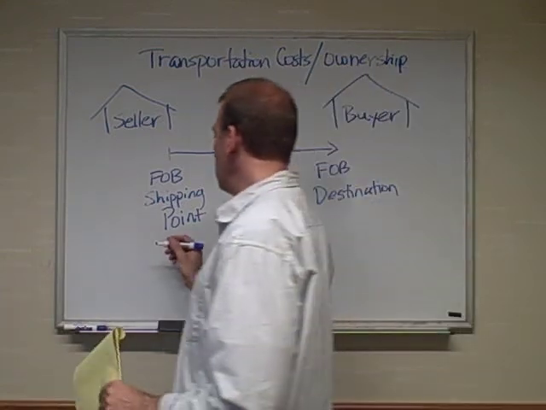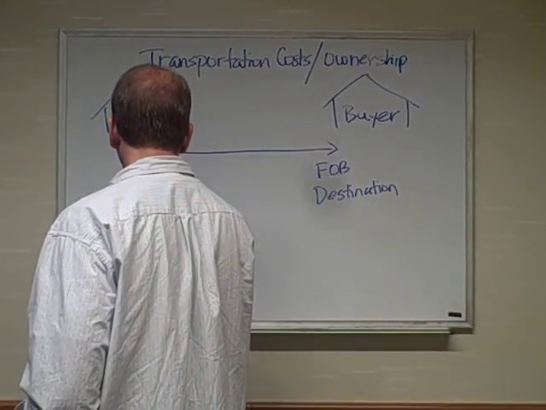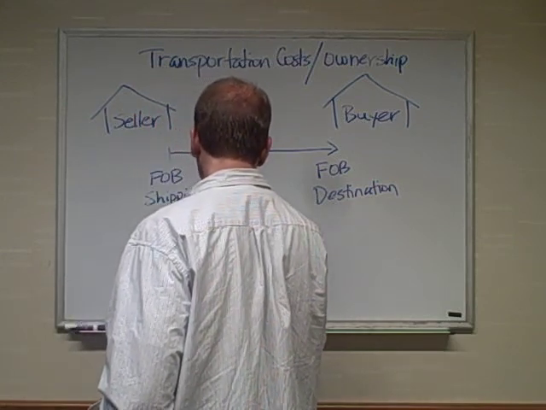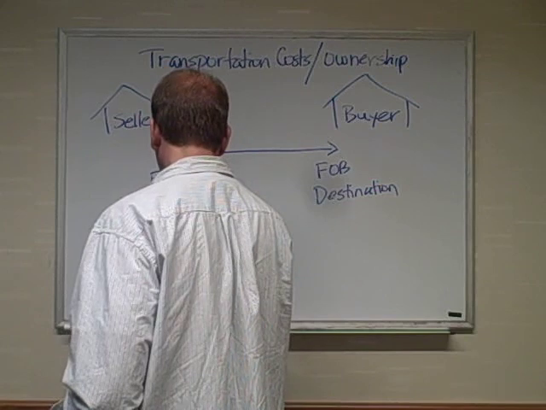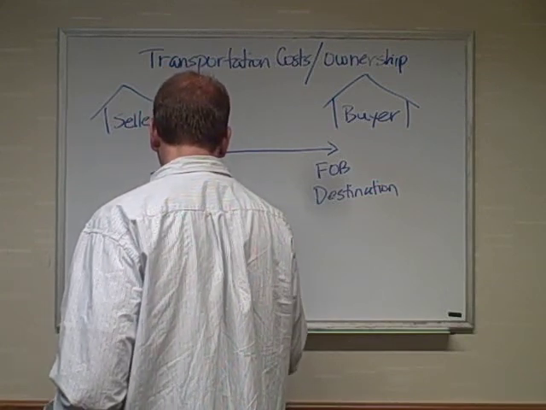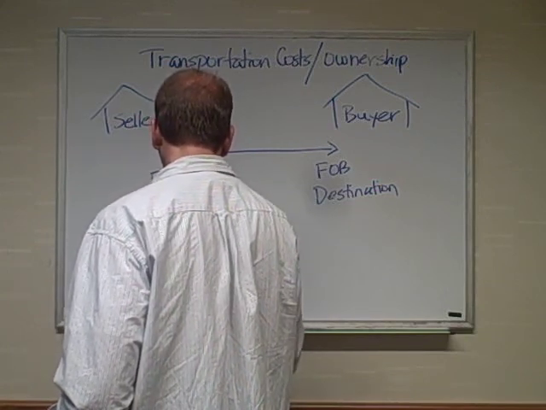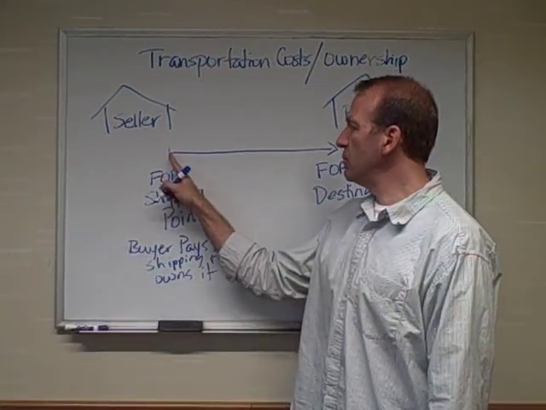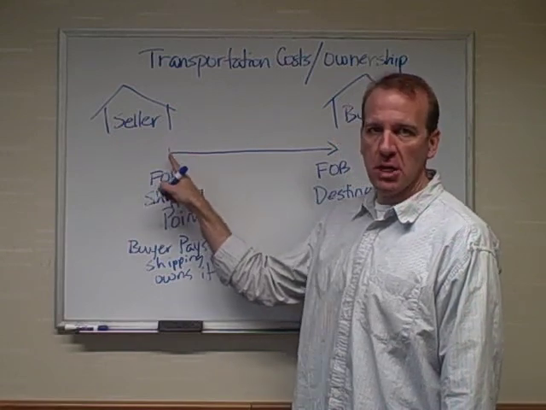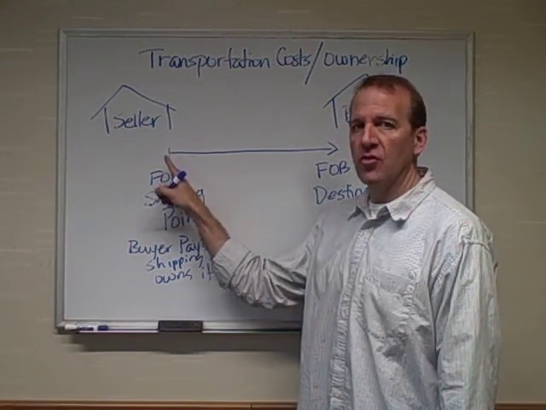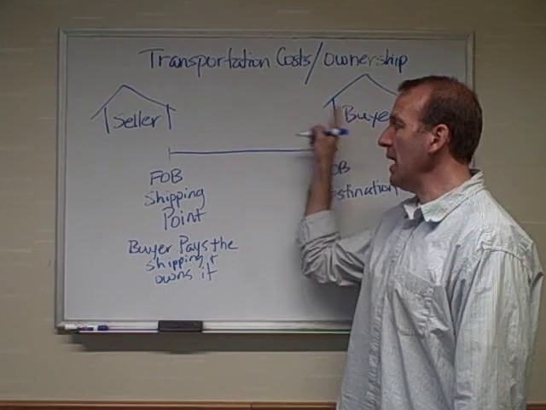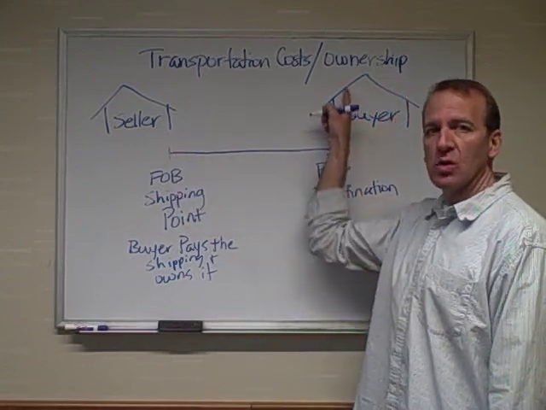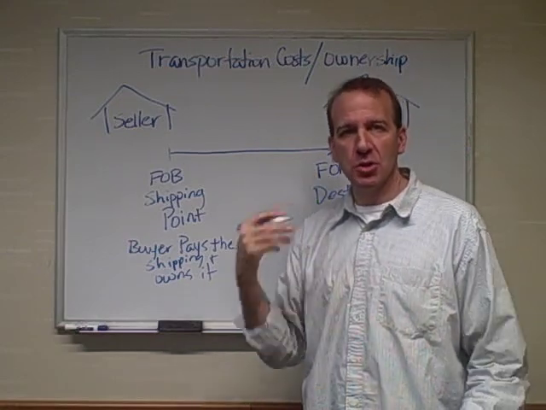FOB shipping point means that the buyer pays the shipping and owns it. So if it's FOB shipping point, it's saying at this point is where ownership changes hands. Okay? So if it's FOB shipping point, the buyer is paying the shipping, the buyer pays the shipping, and the buyer owns it this whole time. So the buyer needs to make sure that they have it insured properly.